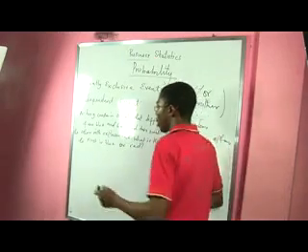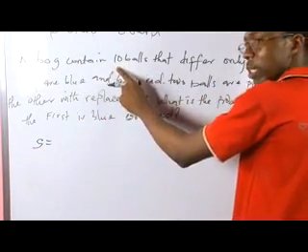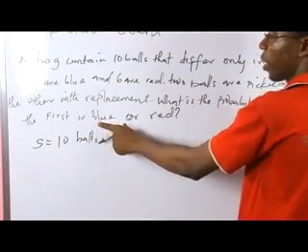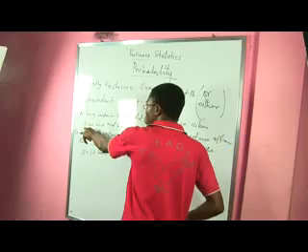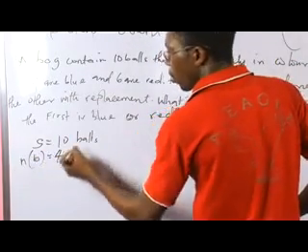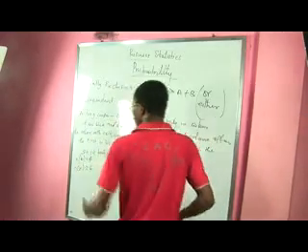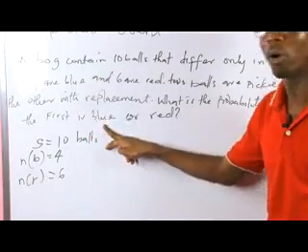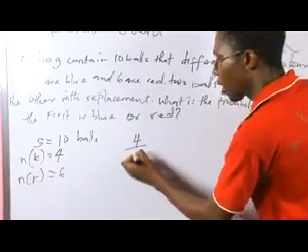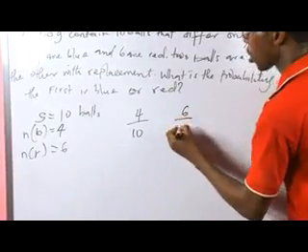If you remember, we talked about total outcome. What is the total outcome here? The total outcome is 10, so 10 balls is the total outcome. The probability of picking a blue ball is 4 out of 10. And the probability of picking a red ball is 6 out of 10.